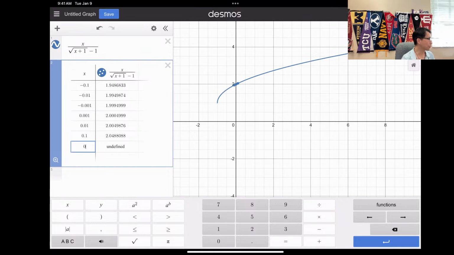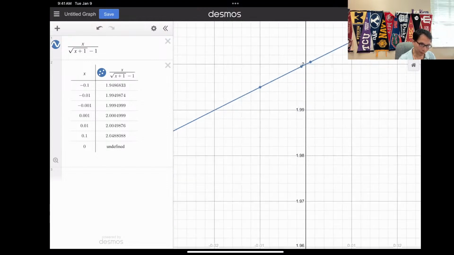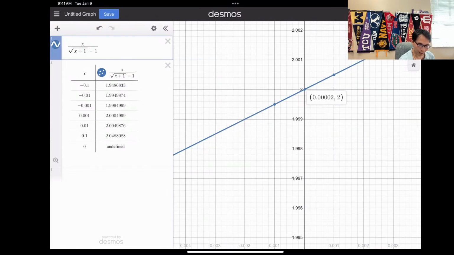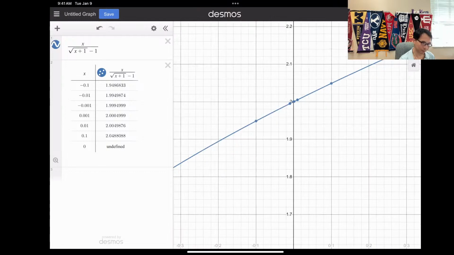Now, this is of course not very practical, because on your AP exam, you're not going to have a calculator that you can plug in. But ideally here, it's going to give you an open circle. That's why it's undefined. But in math, we don't call it undefined. We call it indeterminate. So when you have 0 over 0, it's indeterminate.